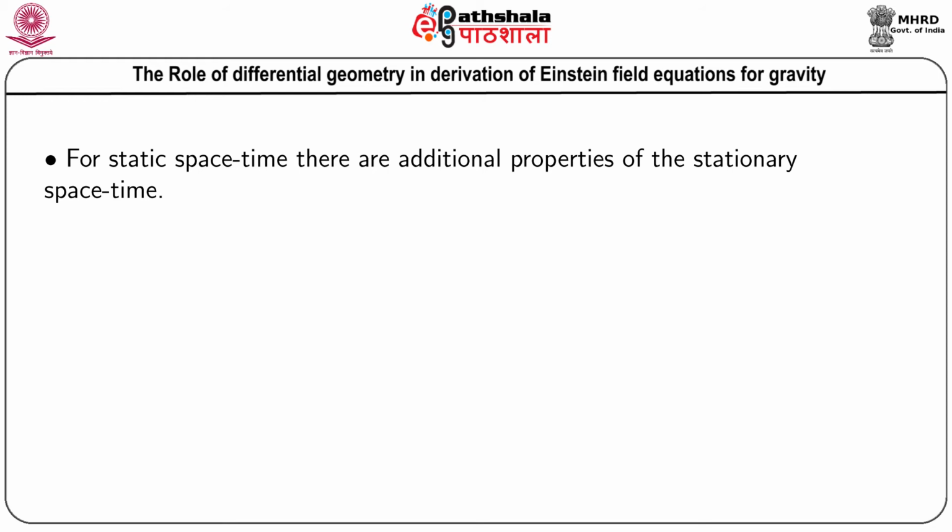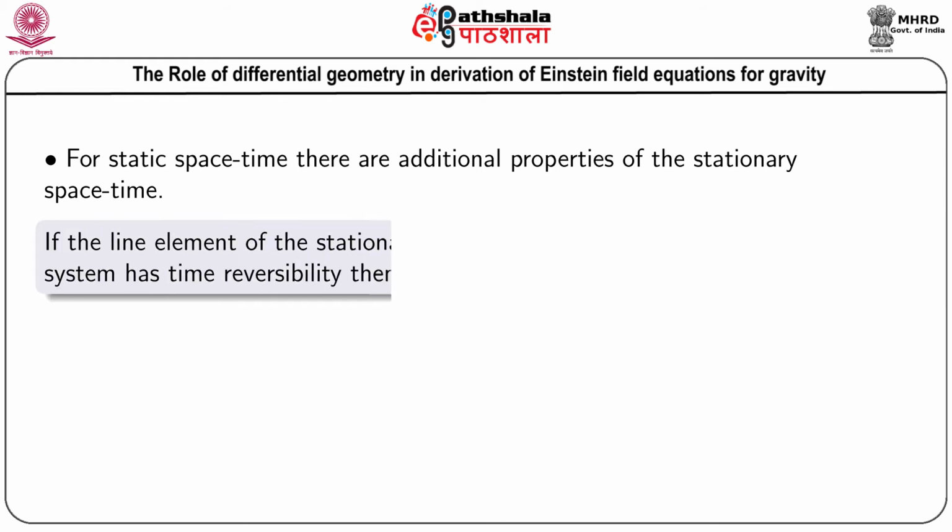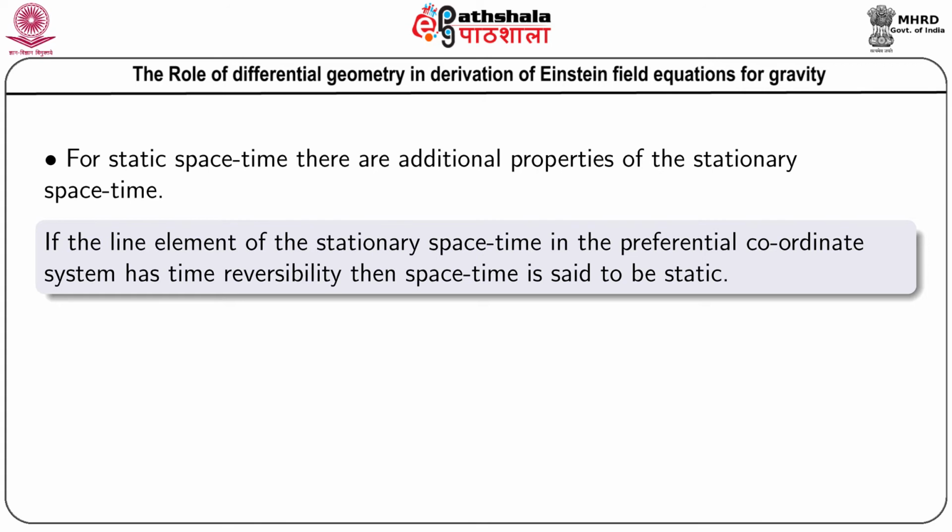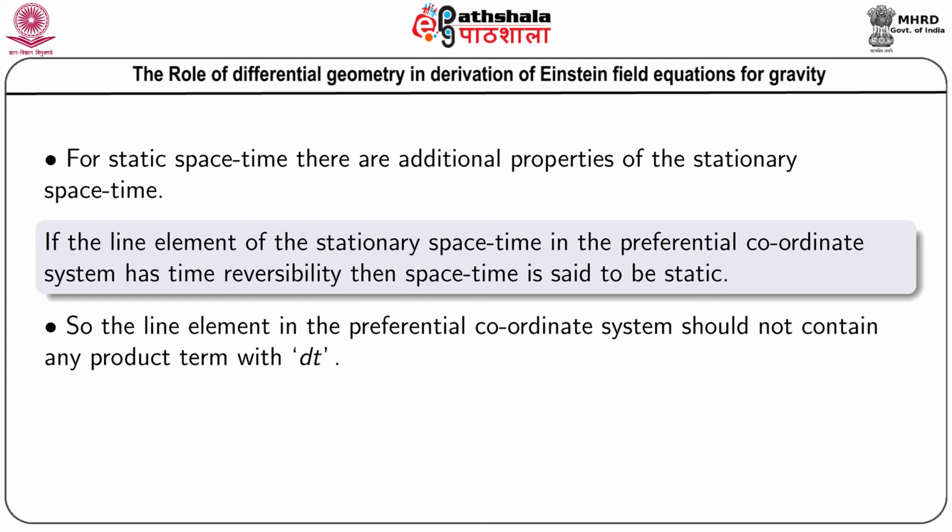Now, in our previous module we have seen that the space time is called static if it is invariant for time reversal. That means, if we replace t by minus t, the line element is invariant. So, here also we can see that the de Sitter space time is also static. Here we are giving the definition of a static space time: if the line element of the stationary space time in the preferential coordinate system has time reversibility, then the space time is said to be static. So, the line element in the preferential coordinate system should not contain any product term with dt. That is also an important observation.